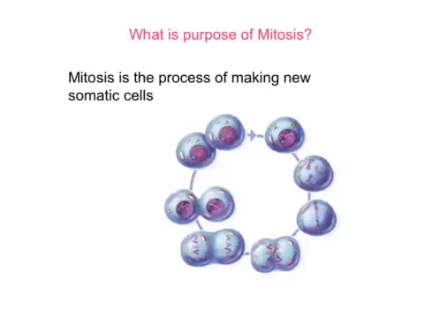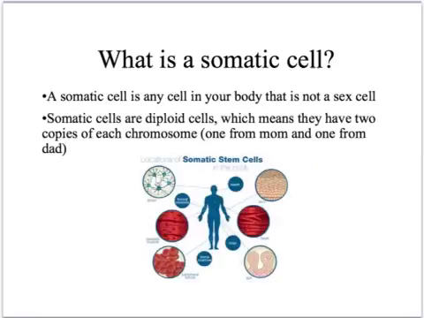Now that you understand what a chromosome is, we're going to talk about the purpose of mitosis. We talked about this a little bit yesterday. Mitosis is just the process of making new somatic cells. But what we didn't talk about yesterday was, first of all, what a somatic cell is. A somatic cell is any cell in your body that's not a sex cell. So basically, your skin cells are somatic cells, your heart cells, your liver cells, your bone cells, your brain cells even.